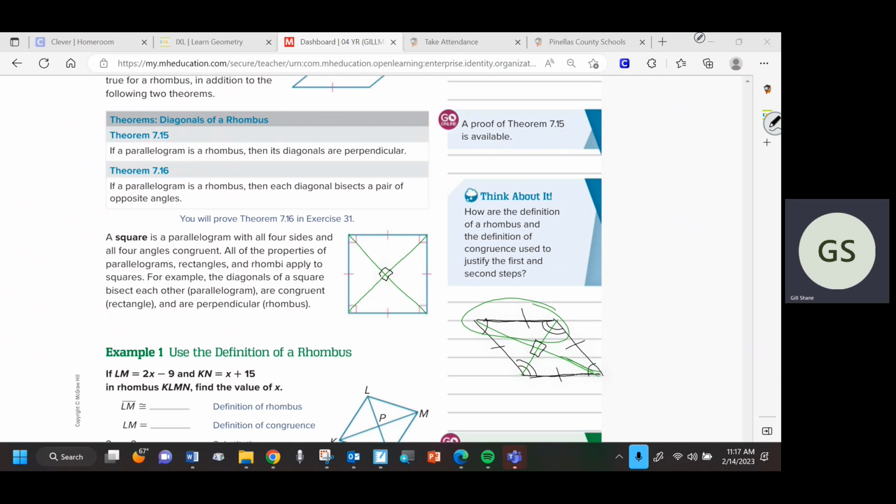What about the next thing? Diagonals bisect the opposite angles. What's that telling us?